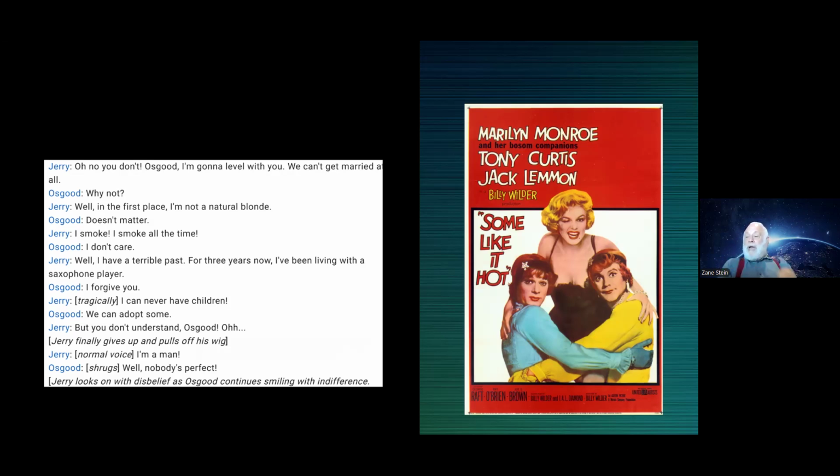Basically, Jerry is talking to Osgood. Jerry: Oh, no, you don't, Osgood. I'm going to level with you. We can't get married at all. Osgood: Why not? Jerry: Well, in the first place, I'm not a natural blonde.